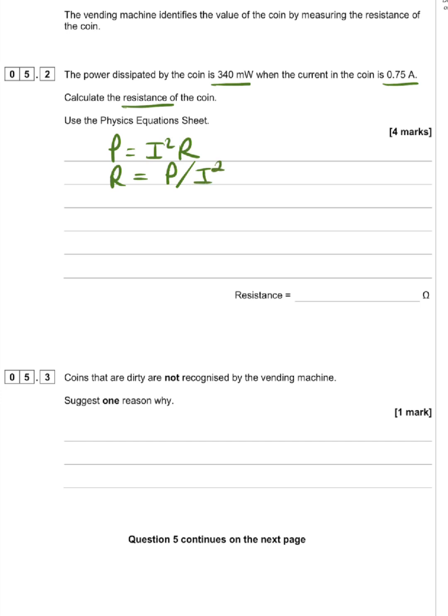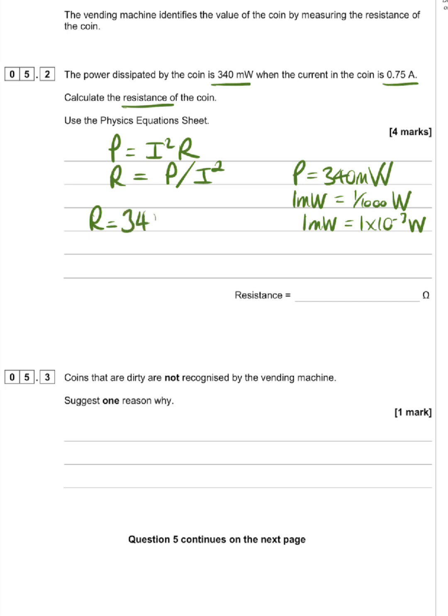So if we then find our value for P, we can see that P is equal to 340 mW. Now that is milliwatts. So 1 milliwatt is 1,000th of a watt, and therefore 1 milliwatt is equal to 1 times 10 to the minus 3 watts. So when we plug that back into our equation, we have the power will be 340 times 10 to the minus 3 watts, divided by our current of 0.75, and we must remember to square that. When we work that out we end up with a value of 0.6 ohms.